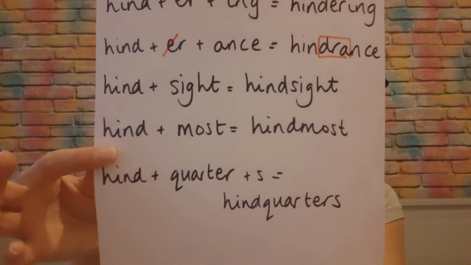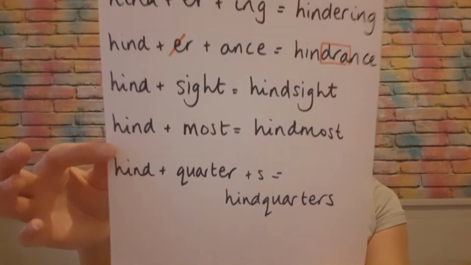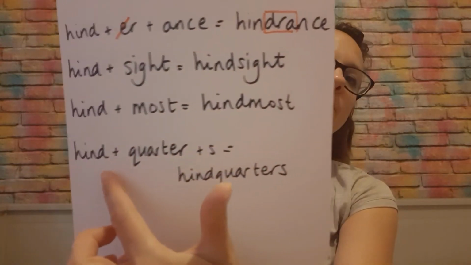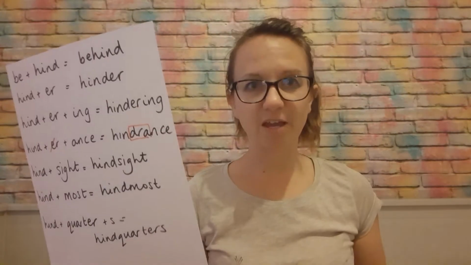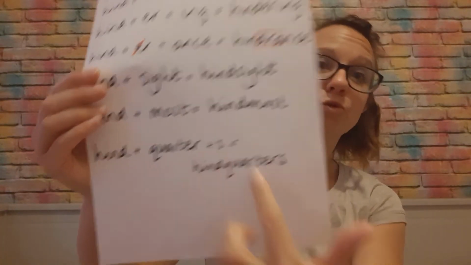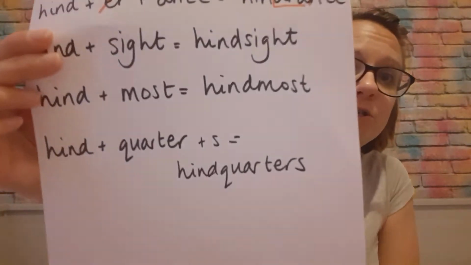Hindmost does what it says on the tin. It's the most backwards. So like the hindmost horse is the horse that was at the back, basically. Okay, and then you've got the hindquarters, and again, that could be on animals. They're split into their legs and their front bit, and the hindquarters is the back bit of the animal. But that's basically to do with the back quarters, so the back half of something, the hindquarters.